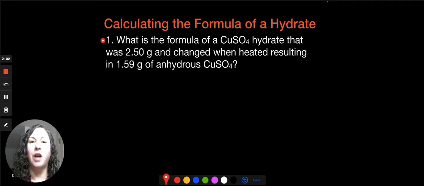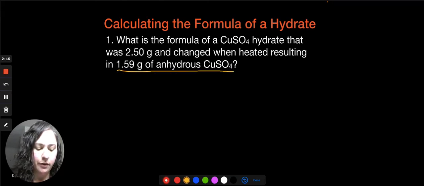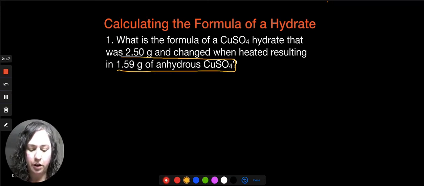And we're going to use copper 2 sulfate pentahydrate still as our example, but we're going to now analyze that data. And so the first thing that we need to do is go ahead and take a look at the anhydrous, which is the copper sulfate. Okay, so we have this formula for copper sulfate hydrate that had 2.5 grams, and then we heat it up. And when we heat it up, we evaporate off the water molecules that are bound to it, and we end up with the anhydrous of 1.59 grams.